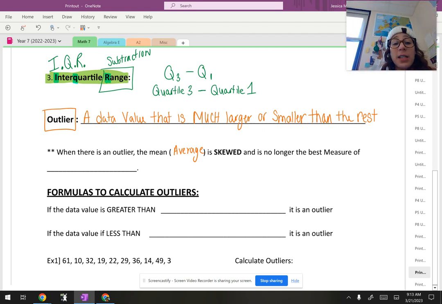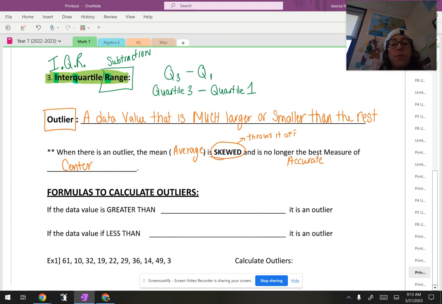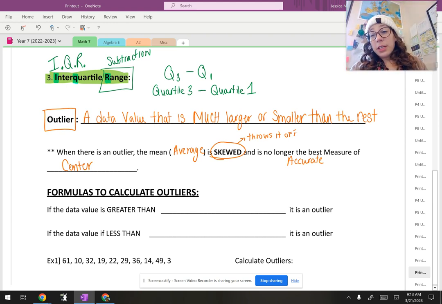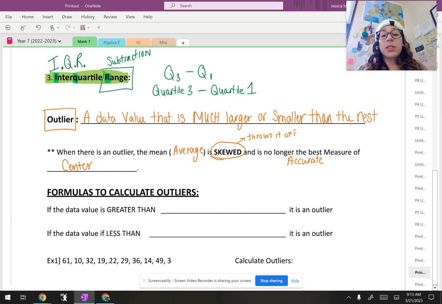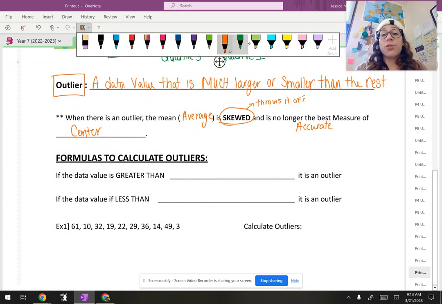So when there is an outlier, that skews the average or throws it off. And it makes it so that it's no longer accurate or no longer the best measure of center. So it's really important to consider that. That's why a lot of times you'll see teachers say things like one grade isn't a very good definition of who you are. It's just one picture.